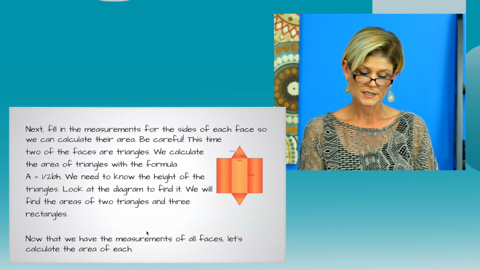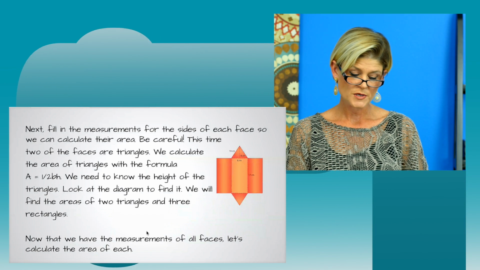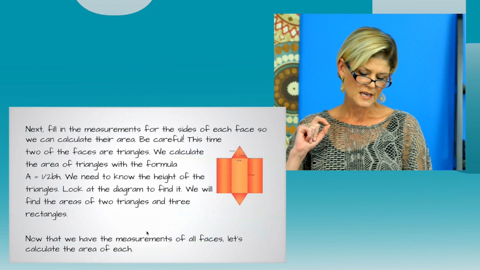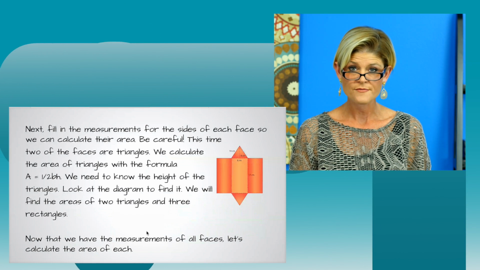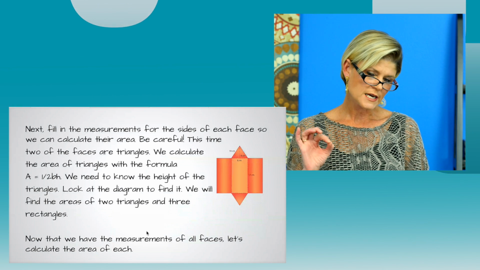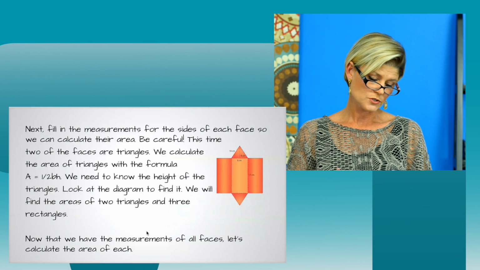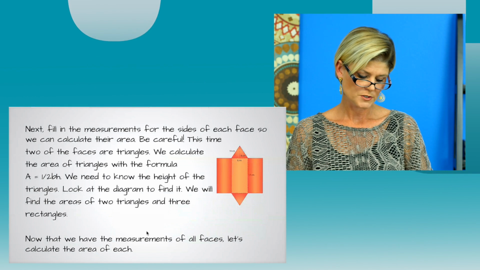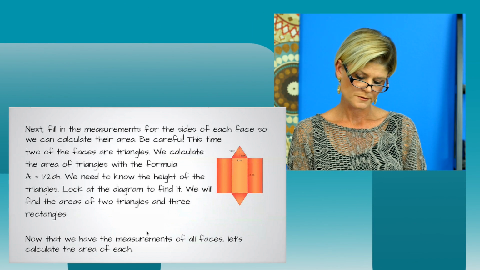Okay, next we're going to fill in the measurements for the sides of each face so that we can calculate their area. Now, you have to be careful because this time, 2 of the faces are triangles. And we calculate the area of triangles differently. We use the formula area equals 1/2 base times height. So we need to know the height of the triangles. So look at the diagram to find it. That's one of the first steps. And then what we're going to do after that is find the areas of the 2 triangles. We'll do that first. And then we're going to look for the area of the 3 rectangles and then add them all together. So now that we have the measurements of all the faces, let's calculate the area of each.